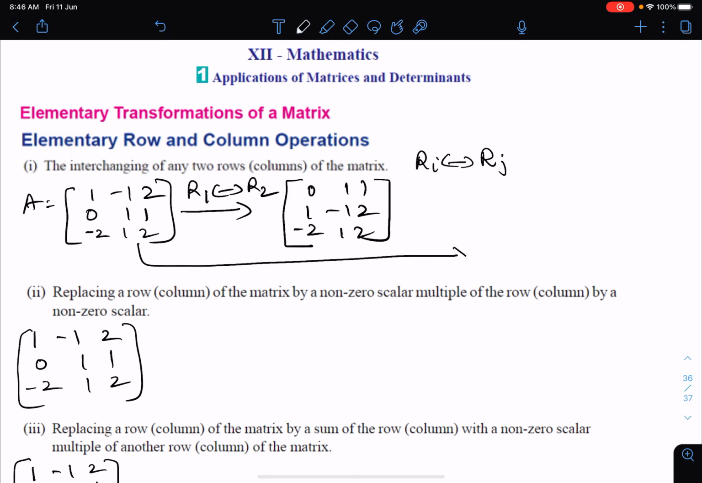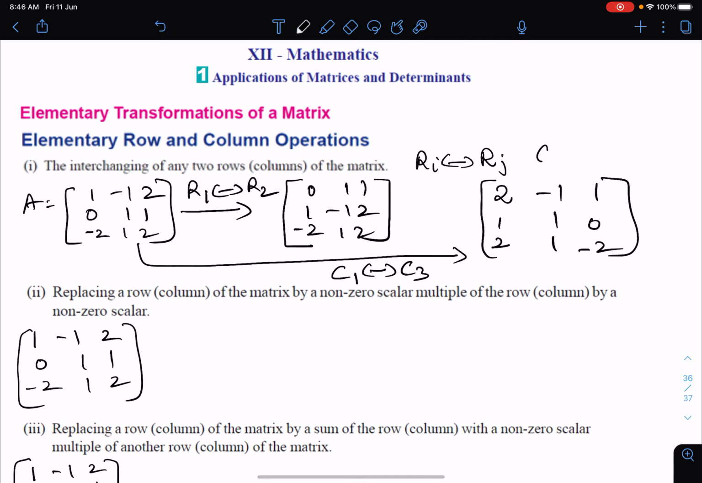If you want to do it for the columns, you can interchange C1 with C3. So C3 comes to C1. First you will write it as 2, 1, 2, and our C2 remains the same. You place it there, and our C1 goes in the place of C3. So this is the interchanging of columns. It can be columns or rows.